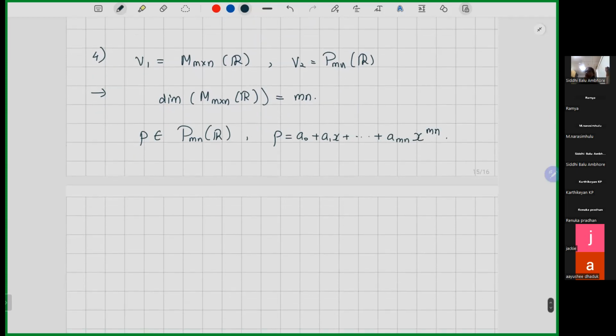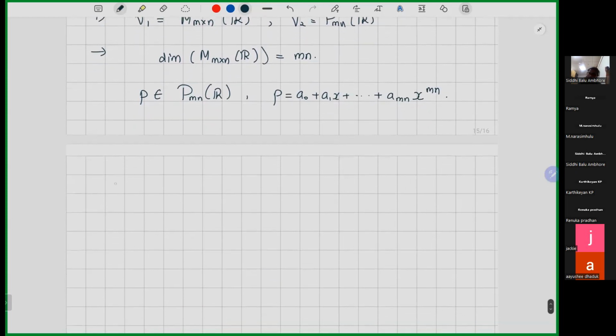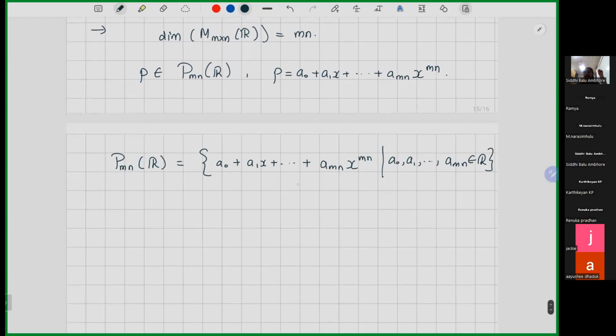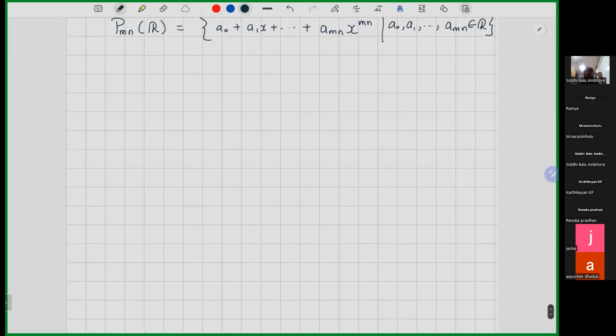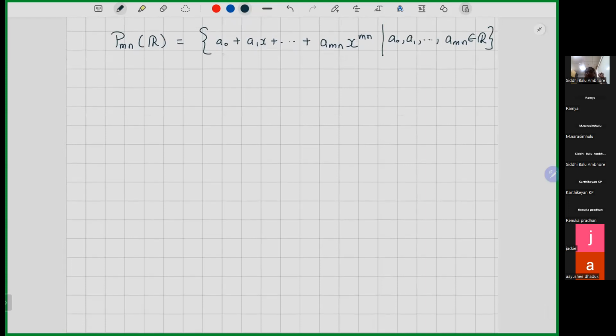So if I am to write this explicitly, P mn R will be A0 plus A1x plus up to A mn x power mn, such that A0, A1, up to A mn are in R. Okay, and how many elements are here which are independent? These are mn plus this one, right? So the dimension of P mn R is mn plus 1. Any doubts? Yes, even Karthikeyan guessed that it is mn plus 1.